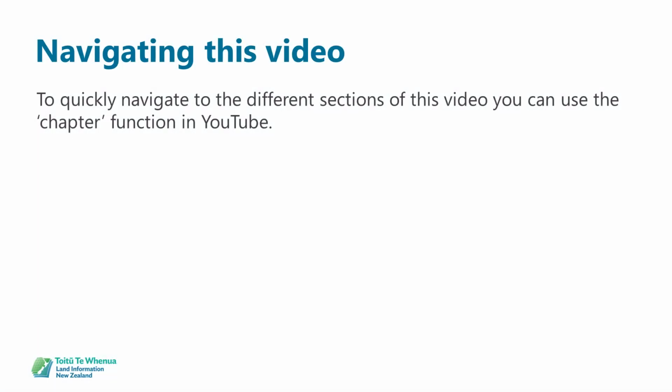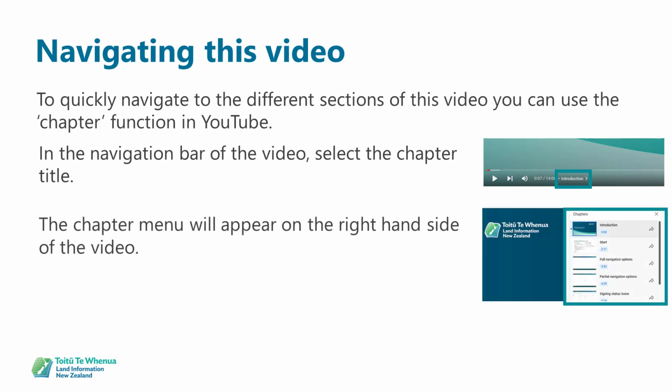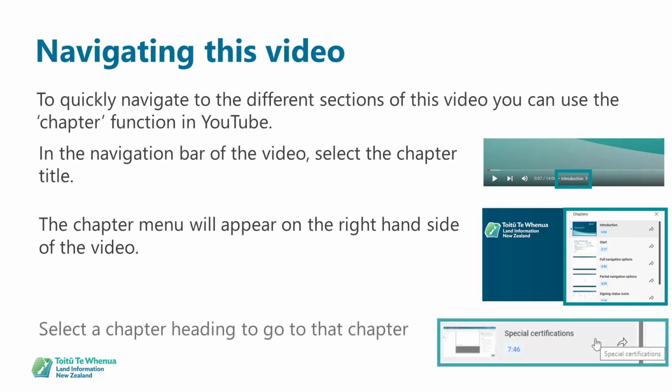To quickly navigate to the different sections of this video, you can use the chapter function in YouTube. In the navigation bar of the video, select the chapter title. The chapter menu will appear on the right-hand side of the video. From here, you can select the chapter heading and go directly to that chapter.